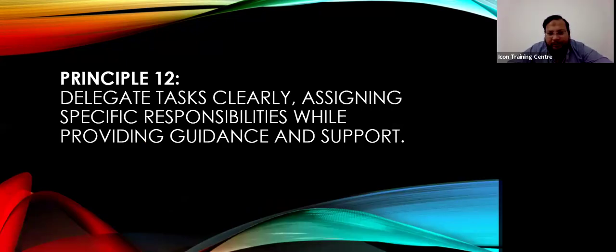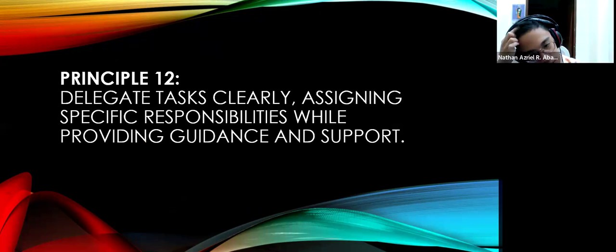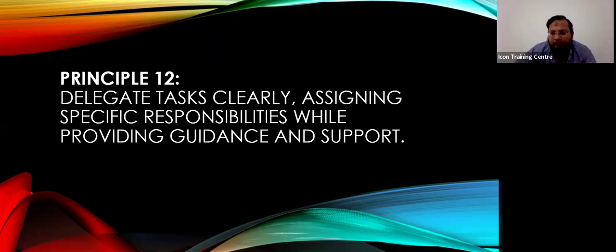Principle 12: delegate tasks clearly, assigning specific responsibilities while providing guidance and support. Assigning tasks with guidance and support will be a lot of help when communicating with other people. So you need to delegate clear tasks with clear objectives so that they can measure their own performance and the organization can also measure it. When you give them clear tasks with clear KPIs, key performance indicators, they can motivate themselves and get good rewards out of it. And you can also find out if there is an employee who is lagging behind and provide additional training, right? Yes.